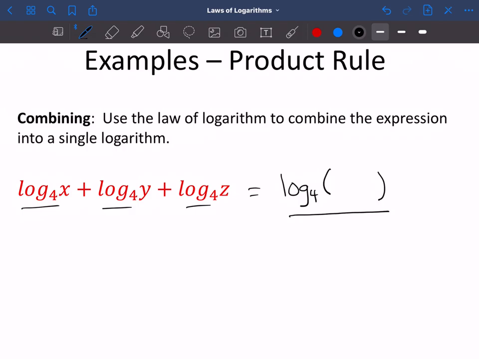So let's take a look at the different factors. Remember, a few minutes ago we expanded into different terms. Now we're going to take these 3 terms and condense them into 1 term. So the log base 4 of x plus log base 4 of y plus log base 4 of z is going to reduce to log base 4 of x times y times z.